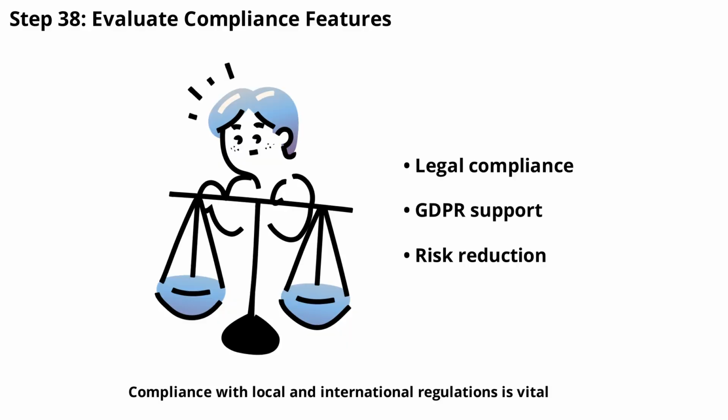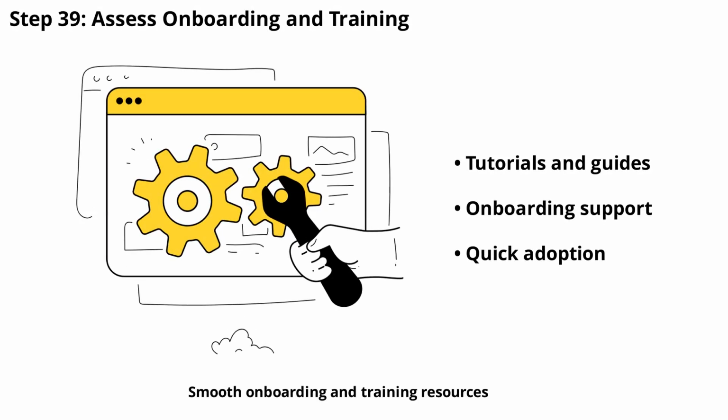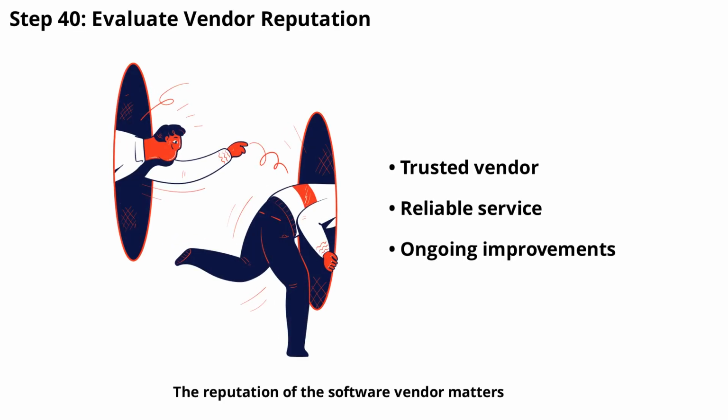Compliance with local and international regulations is vital. Choose invoicing software that helps you meet legal requirements, such as GDPR or tax laws. This reduces risk and ensures your agency operates within the law. Smooth onboarding and training resources are important for quick adoption. Look for software that offers tutorials, guides, and onboarding support to help your team get up to speed quickly and use the tool effectively.